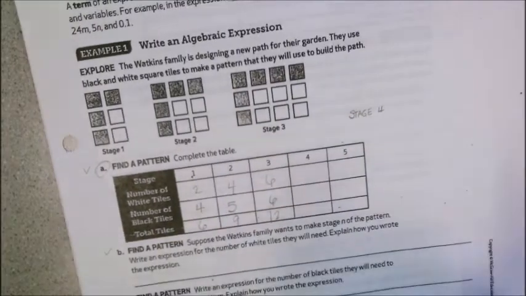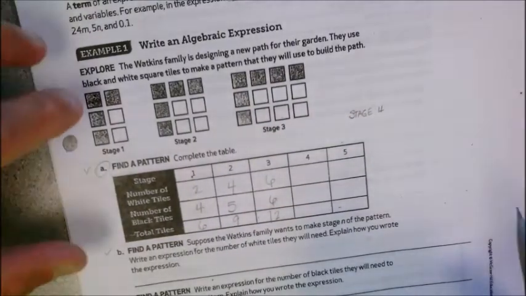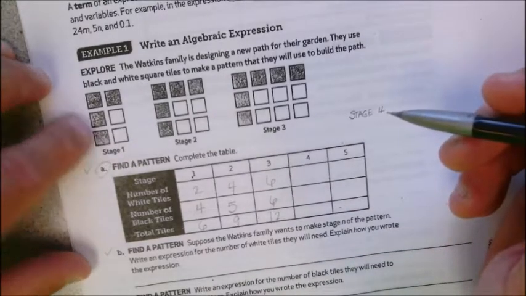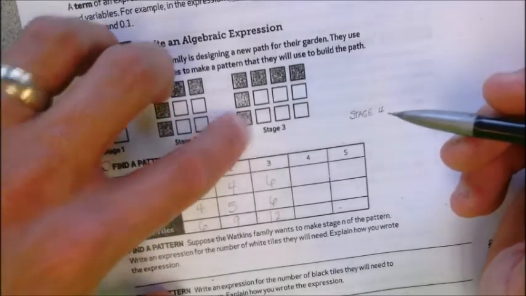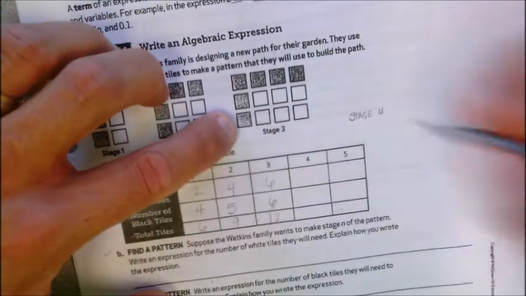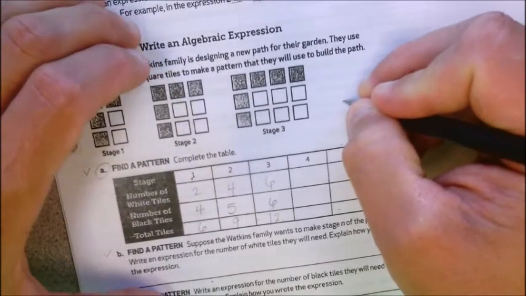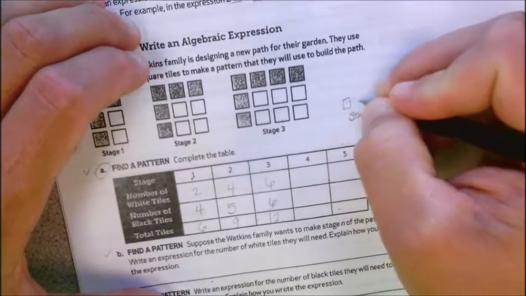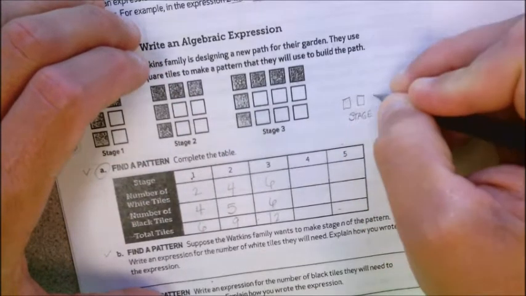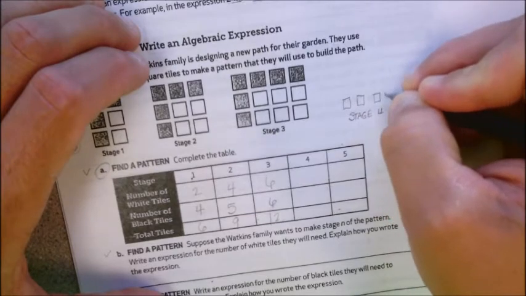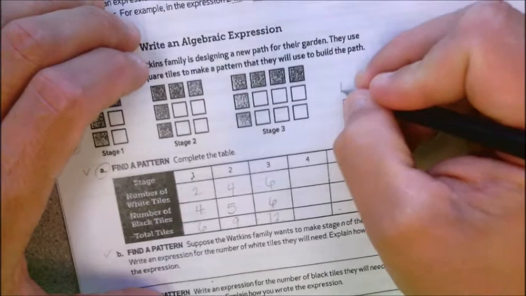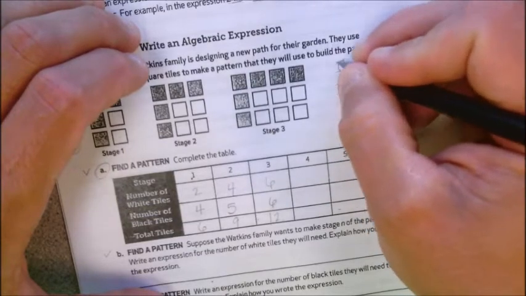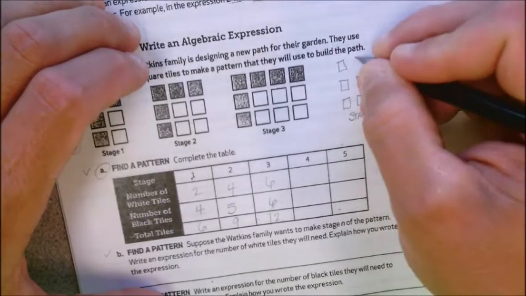Now, as we look at this, stage 1 was a, let's see here, a 2 by 3. This was a 3 by 3. Now this is a 4 by 3. So stage 4 is going to actually be a 5 by 3. So if I do this, 1, 2, 3, 4, 5 by 3, our next stage will look something like this.